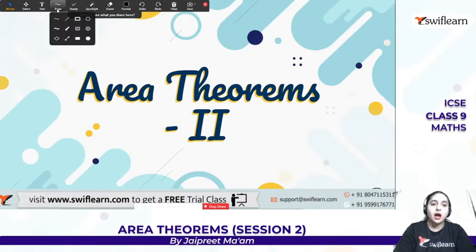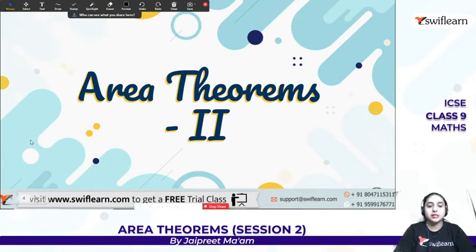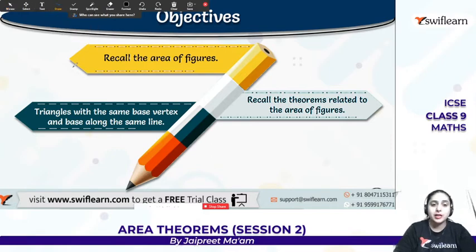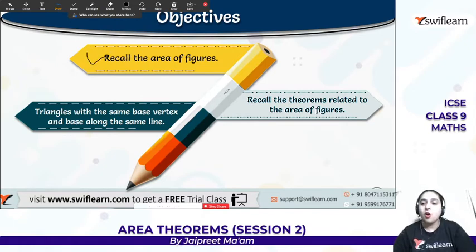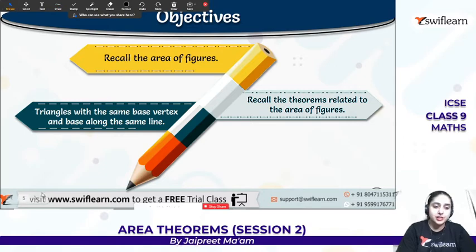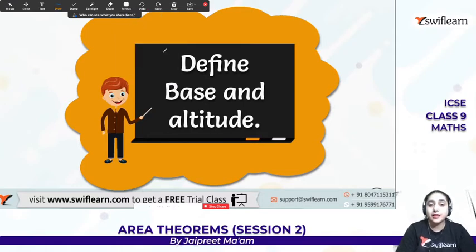So let's begin our new session 2 of grade 9, area theorems. We have already discussed area theorems in the previous session. Whosoever has missed the session, we will recall the area of figures and then all the theorems related to the figures, and then we will learn the new concepts: triangles with the same base, vertex and base along the same line. The session is going to be very interesting and it's a very important session for grade 9.